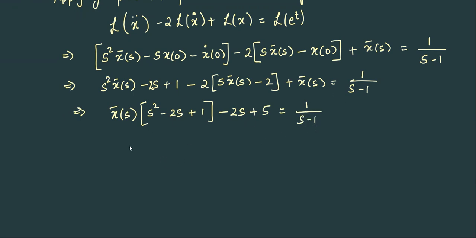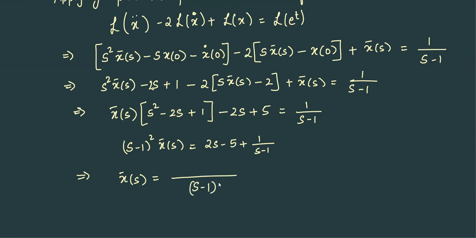So first we need to simplify this. This is s minus 1 the whole square into x bar of s is 2s minus 5 plus 1 by s minus 1. Okay, x bar of s divided by s minus 1 whole square.